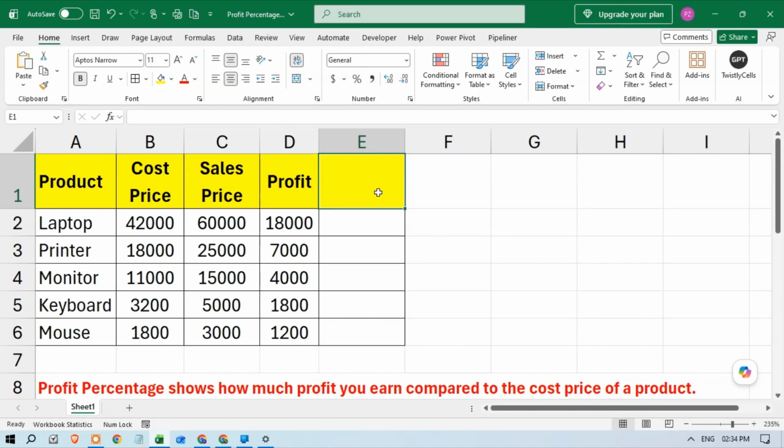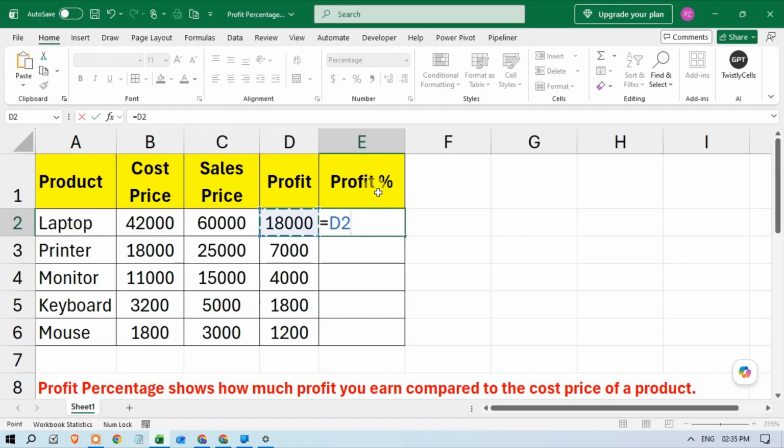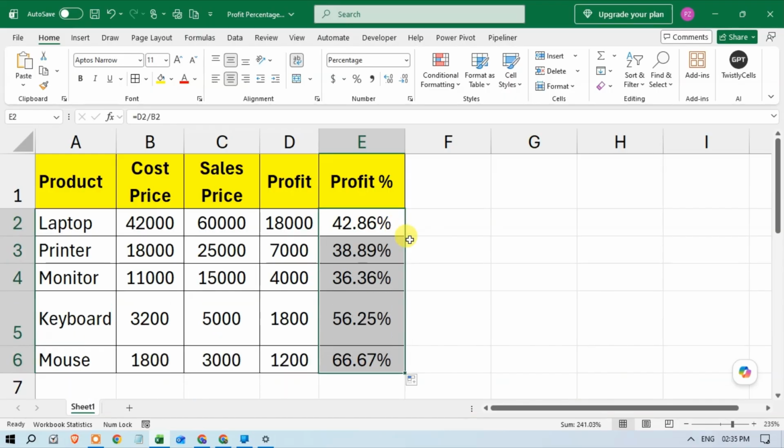So I select the column and type here profit percentage. Select the cell, equal to, select the profit amount divided by cost price. Press enter and that's it. Here you see 42.86 percent is the profit percentage of your laptop product. And select the cell, double click on this corner point to fill the details below.